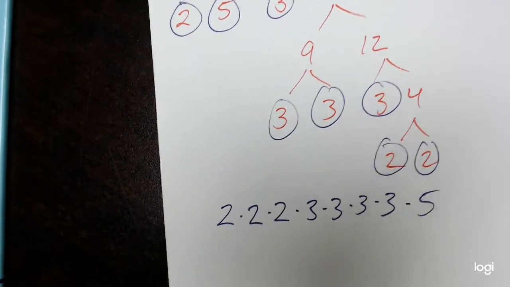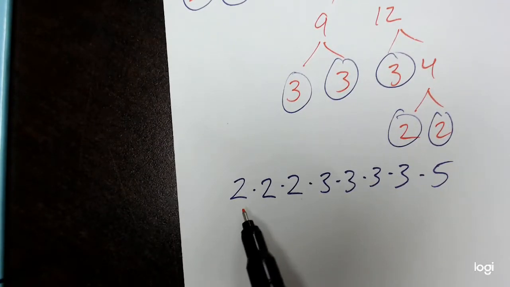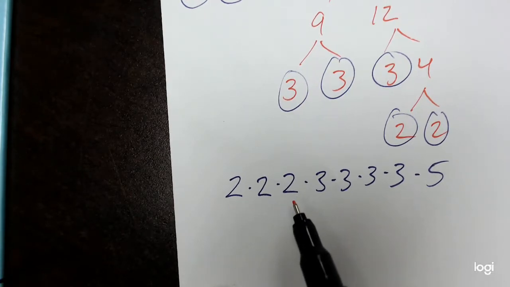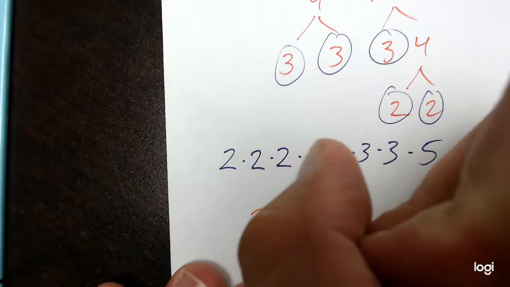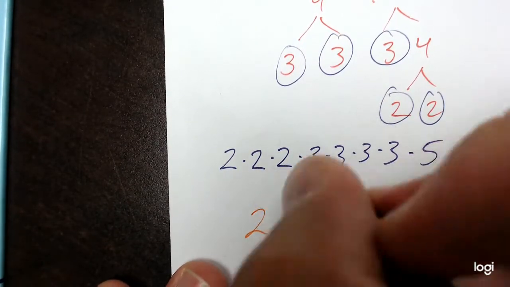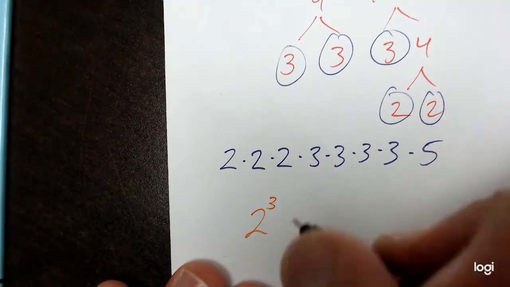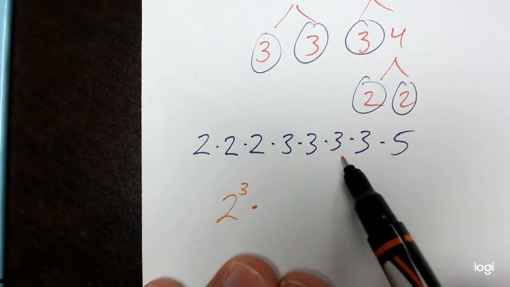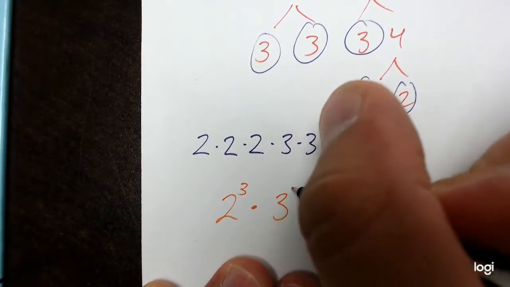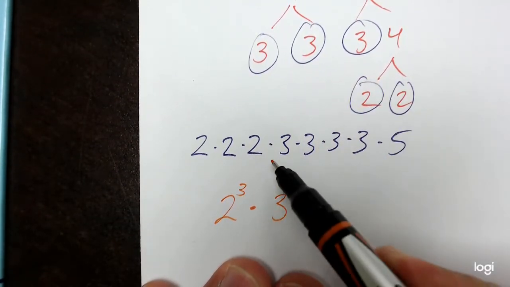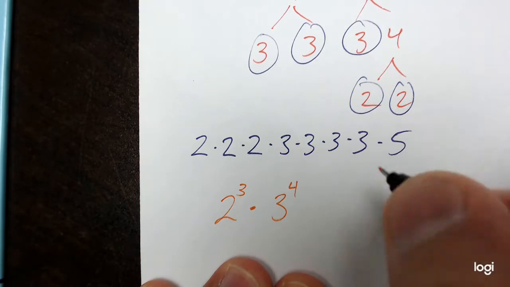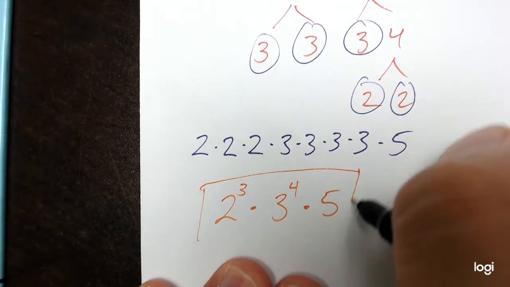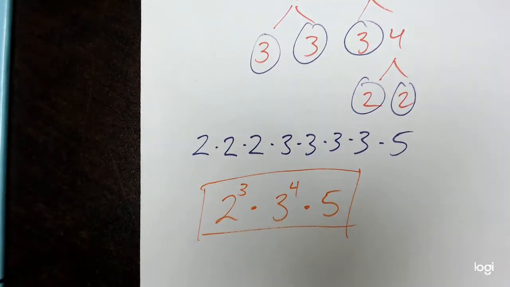The way I'm going to use exponents is I remember that the exponent is the number of times a number gets multiplied by itself. So if I have 2 being multiplied 3 times, I can just write one 2 with an exponent of 3. So 2 cubed. Then I put a multiplication and I see I've got multiple 3's. How many 3's do I have? 1, 2, 3, 4. So I can put a base number of 3 with an exponent of 4 because I have 3 being multiplied 4 times. And then 5 is all by itself, so I will just put times 5 with no exponent. And that is my final answer.